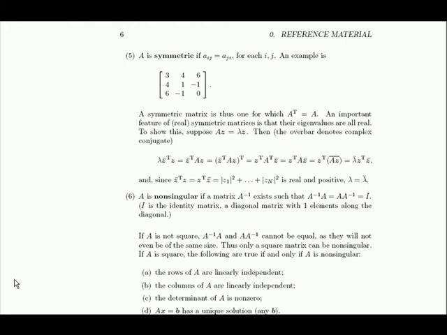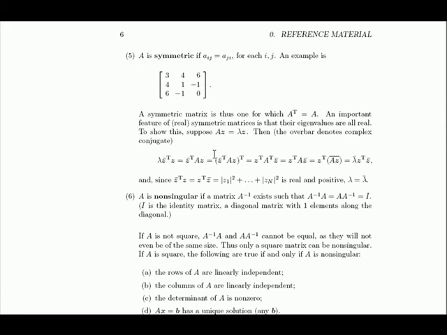A symmetric matrix is symmetric around the main diagonal. In other words, a_ij is equal to a_ji for all i and j. a_21 is equal to a_12 and so forth. Now it's easily proven and well known from linear algebra that all eigenvalues of a symmetric matrix are real.